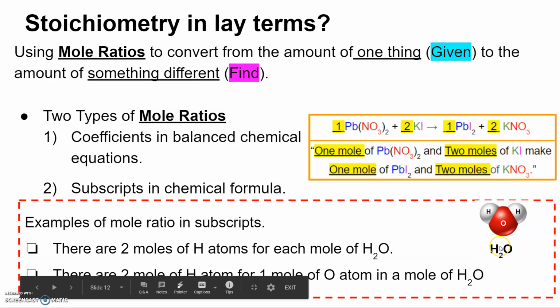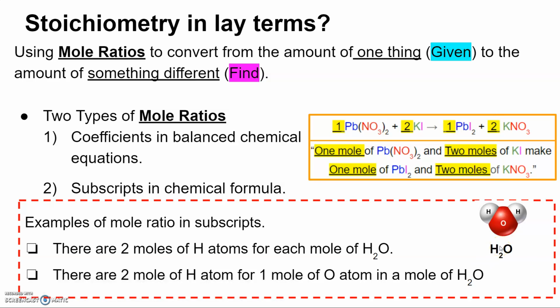The other way is by comparing between the 2 atoms of a molecule. So water is made up of hydrogen and oxygen, and the ratio of hydrogen and oxygen according to the chemical formula is 2 to 1. You have 2 hydrogens and 1 oxygen. So you can think of it as saying you have 2 moles of hydrogen and 1 mole of oxygen.